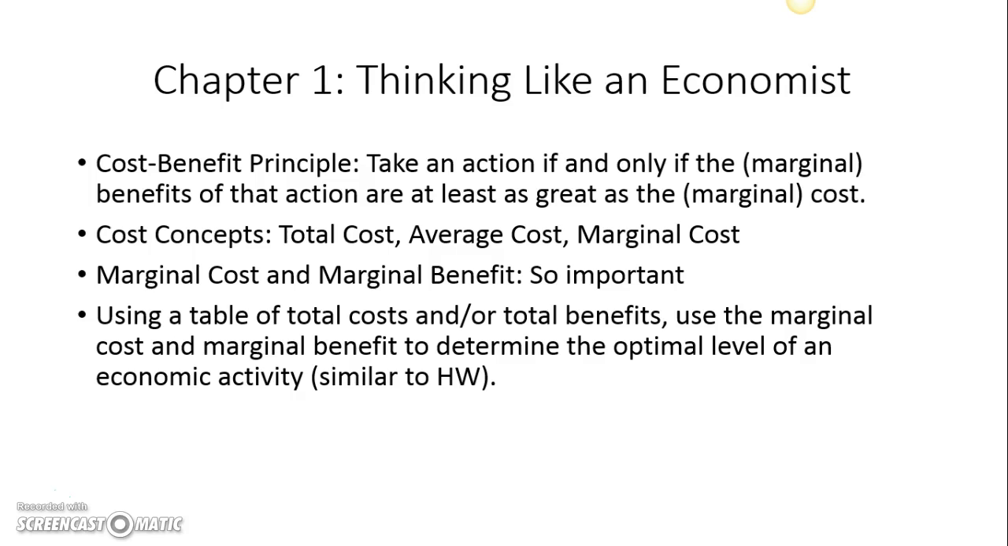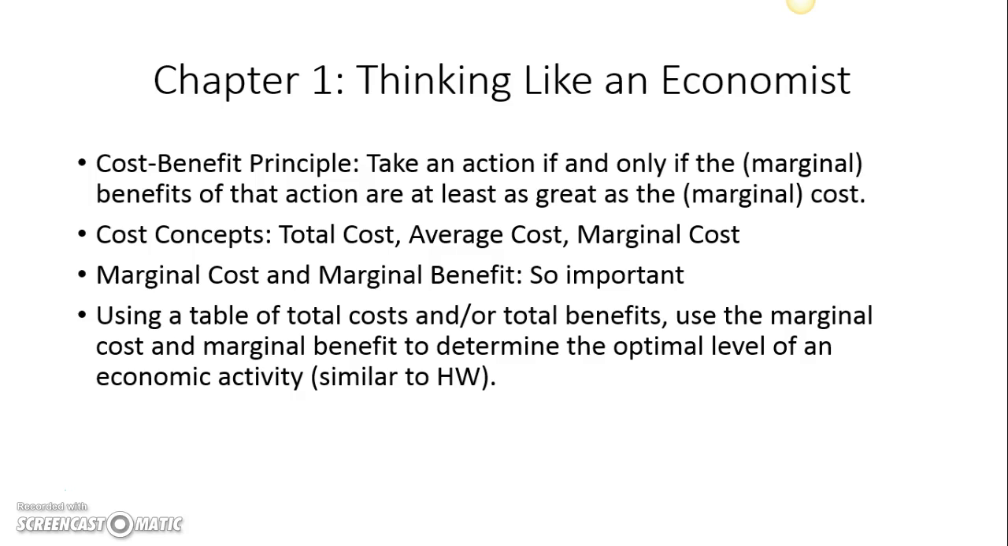So how am I going to test you on that? Well, you're going to have to use a table where it's got either total cost or total benefits, and then you're going to use that information to calculate the marginal cost or marginal benefit, just like you did in your homework. I don't remember which number it was, but there was one question where you had a table that you had to fill in the marginal cost or marginal benefit, and that's very similar to how the exam's going to go. And you use that information to determine what level of an activity someone should pursue.